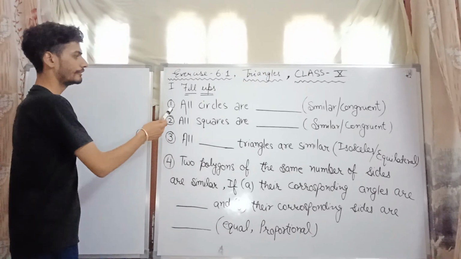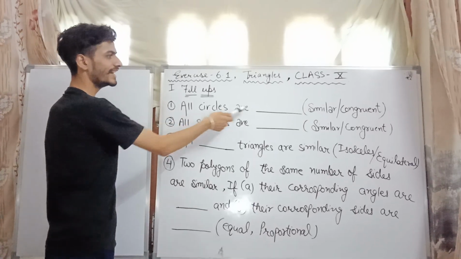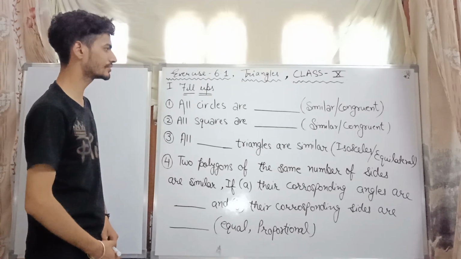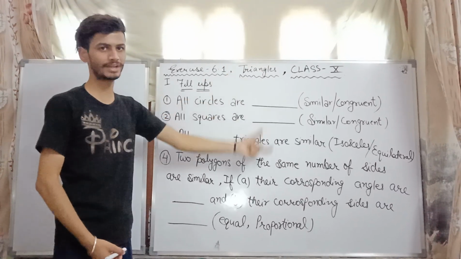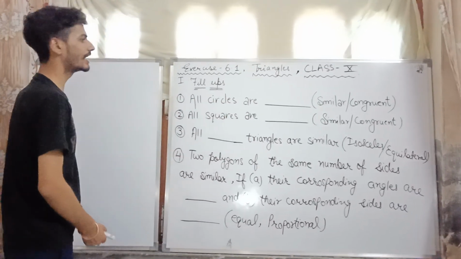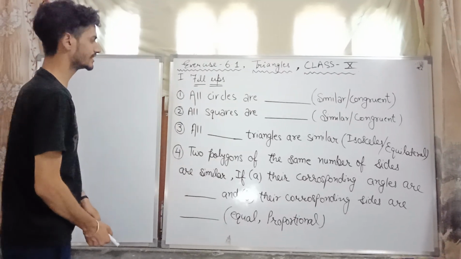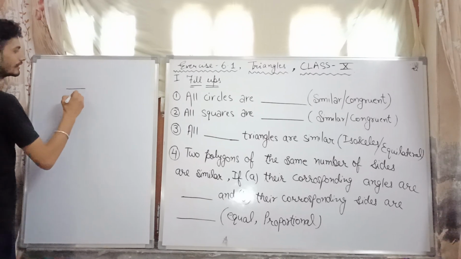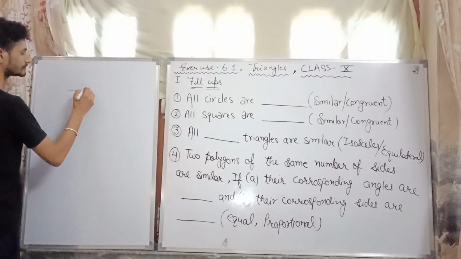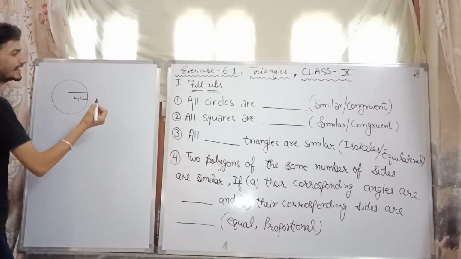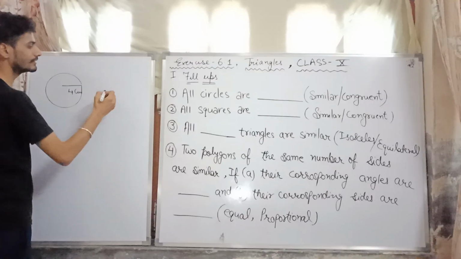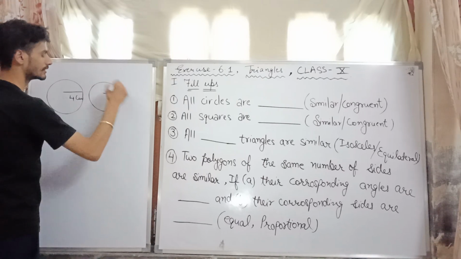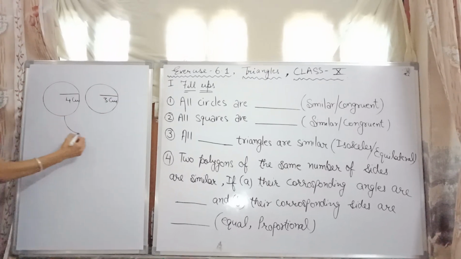For the first fill-up we have: all circles are dash. We have to apply similar or concurrent, whichever is possible for this blank. If we take the example of a circle with a radius of 4 centimeter, and here I am taking another circle with a radius of 3 centimeter, now both are circles.